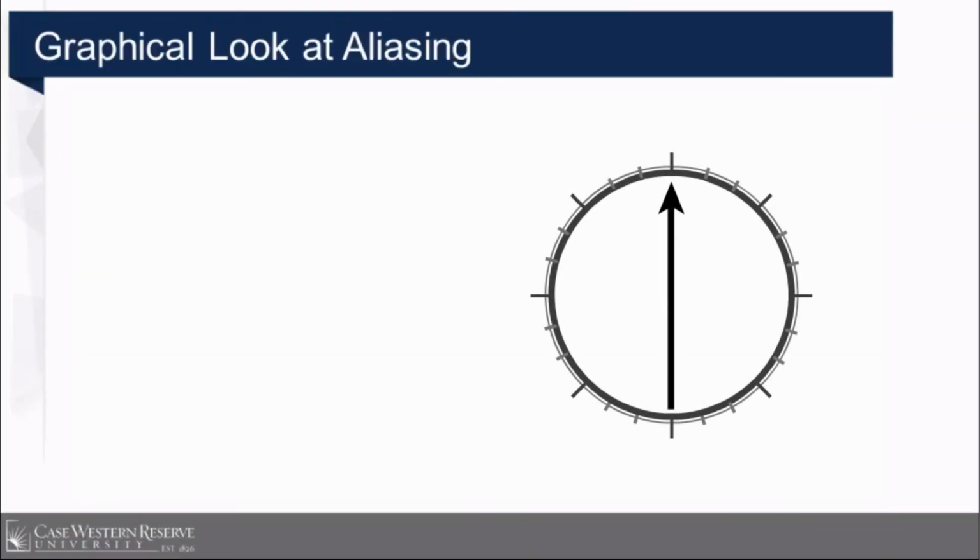All right, so let's imagine we have a signal where the signal itself is the phase of a spinning arrow. So we have an arrow at the top of the screen, and this arrow is spinning.